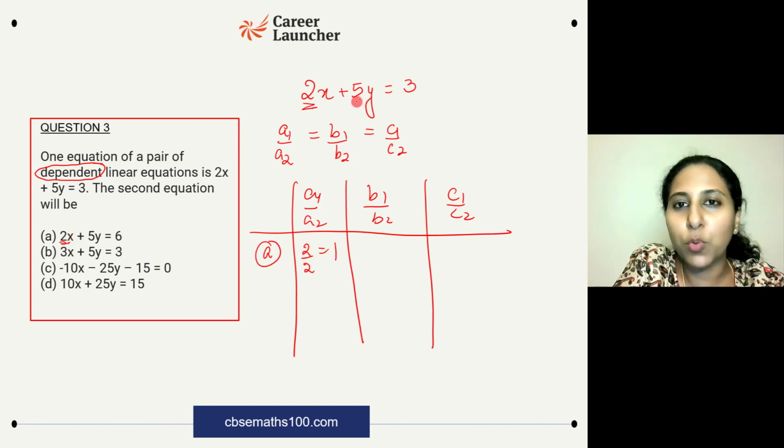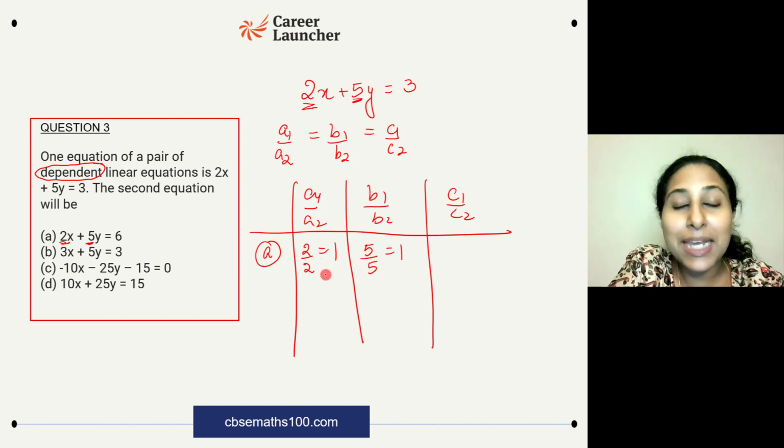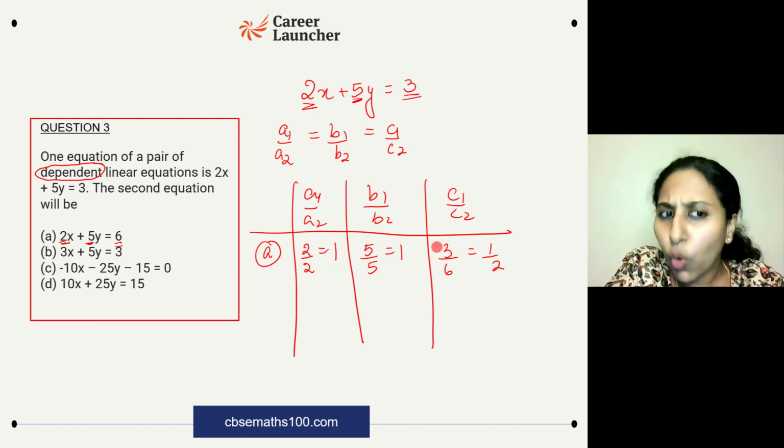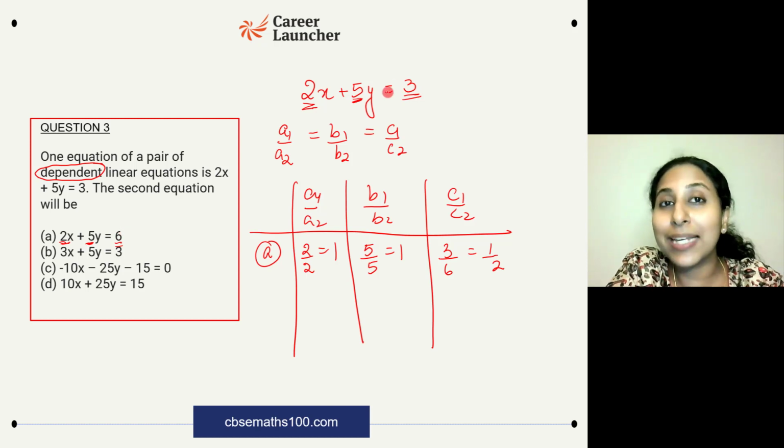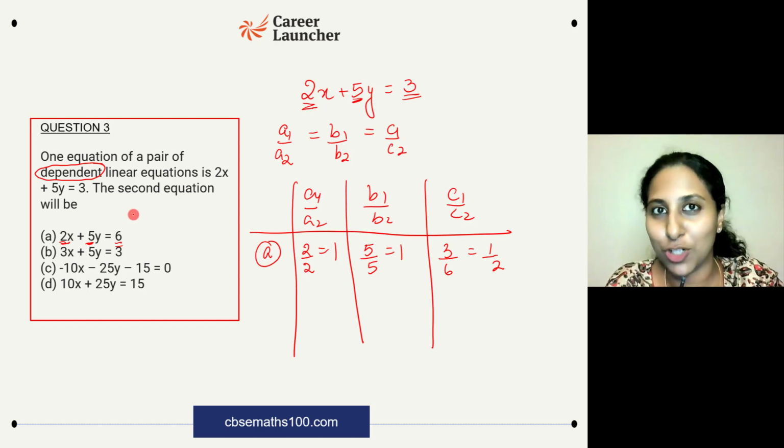What is B1 by B2? B1 is 5 and B2 is also 5. So you're getting 5 by 5, which is also equal to 1. Here A1 by A2 is equal to B1 by B2. Let's continue checking for C1 by C2. So C1 over here is 3 and C2 over here is 6. 3 by 6 would become 1 by 2. Note over here that C1 and C2 both are on the right side of the equal to. So the same pattern should be followed for both the equations.